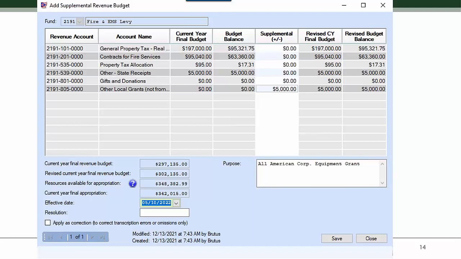It's $5,000. I typed a purpose in that purpose box, but it's not required. You can make notes if you want to. My effective date, because my county wants it in when I request it, my effective date is the date I'm requesting. For those of you who wait until they get the amended certificate back, your effective date is going to be the date on the amended certificate.